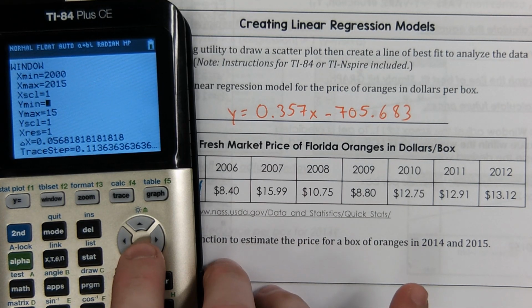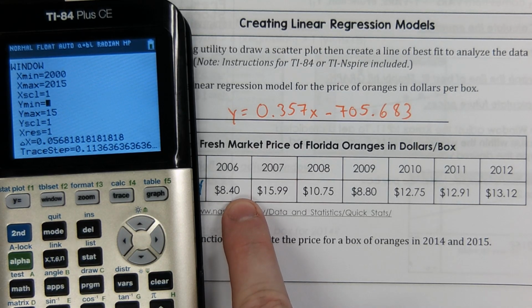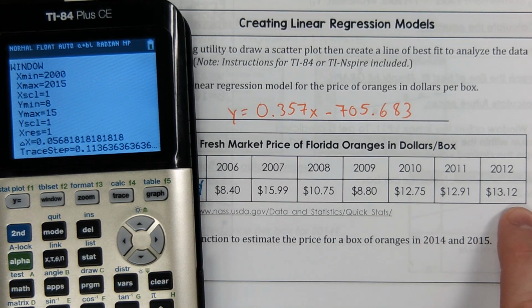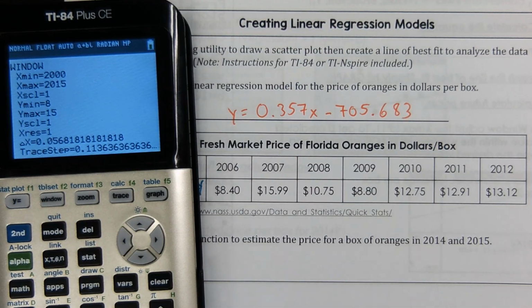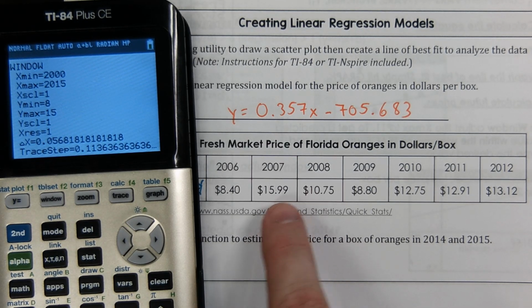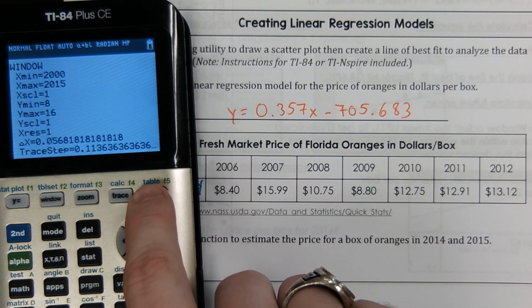Now, our smallest y value was $8.40. So you thinking like $8? We go to 8. Our biggest y value is $13.12. 15? Okay, it's already on 15. Okay, there we go. So 8 to 15? Oh, $15.99. Oh, crap. Yeah, look at that. Nah, screw it. 16, whatever.